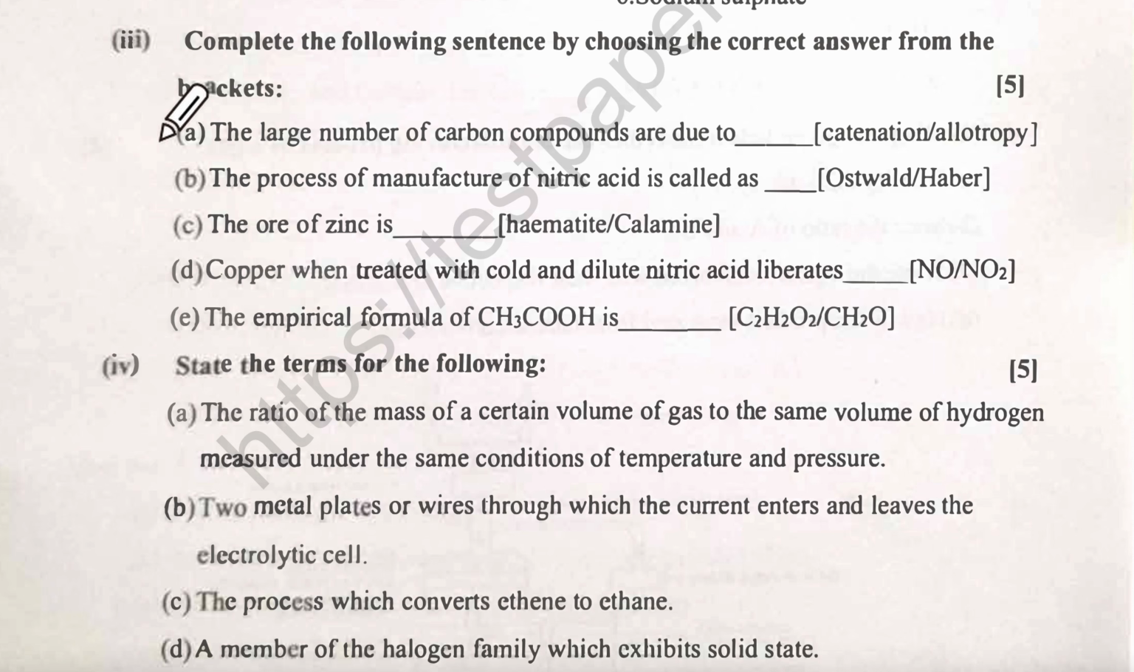Larger number of carbon compounds are due to their not allotropy but catenation. Process of manufacture of nitric acid is called Ostwald's process. The ore of zinc is calamine. Calamine is ZnCO3. And what is hematite? Fe2O3. So this is the iron compound. By mistake, instead of underlining this in a hurry, I did the opposite. Please double check.